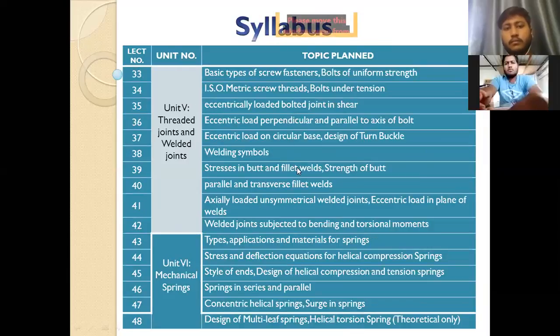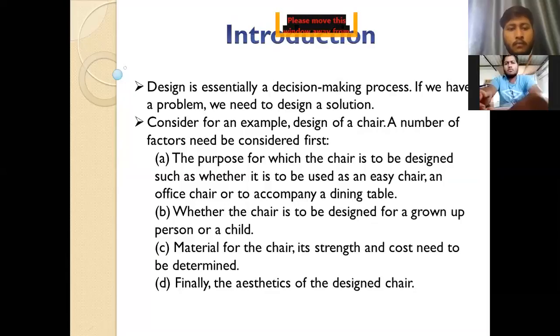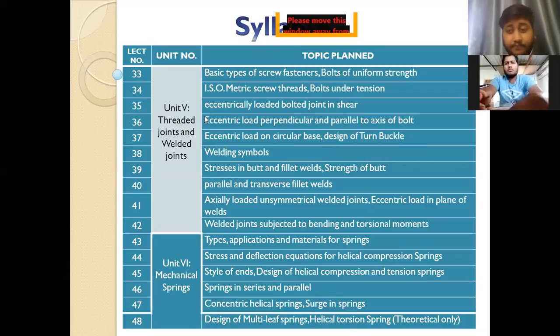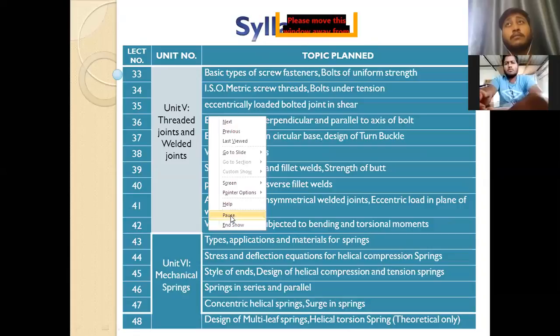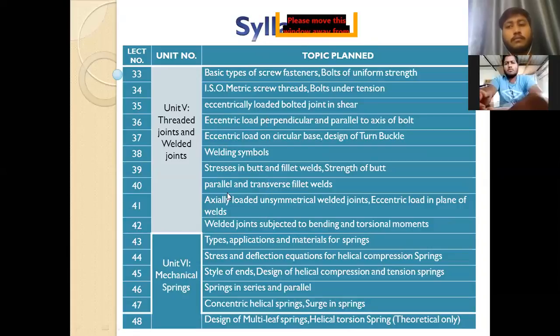Okay, next is unit number 5, threaded joints and welded joints. We have seen power screws, but now we'll see what a threaded joint and a welded joint are. You know what a threaded joint is. We use nuts and bolts for threaded joints to join two different components, and sometimes we use welded joints also. Half is given to welded joints, half is given to threaded joints.